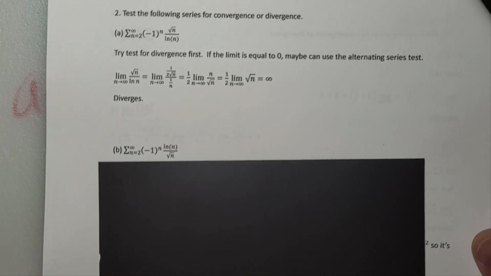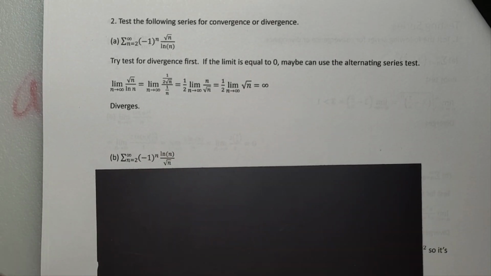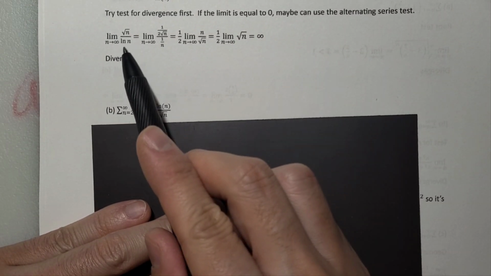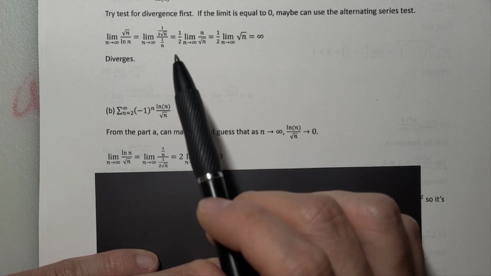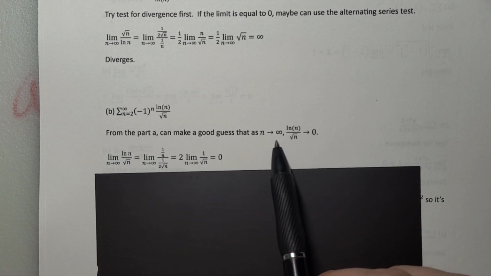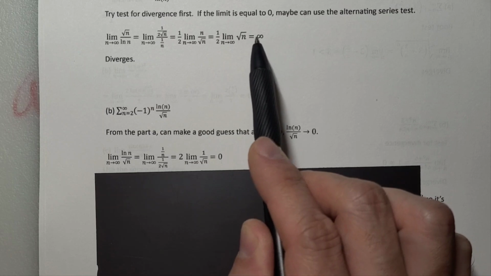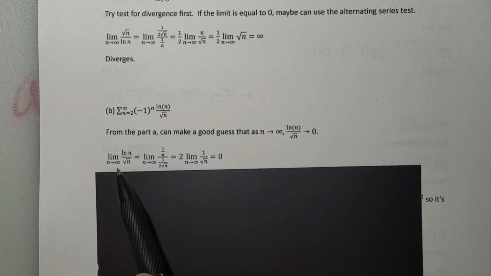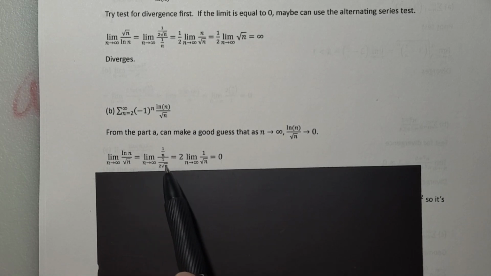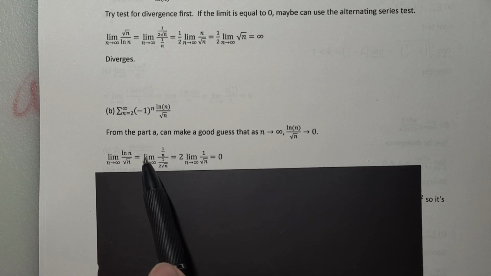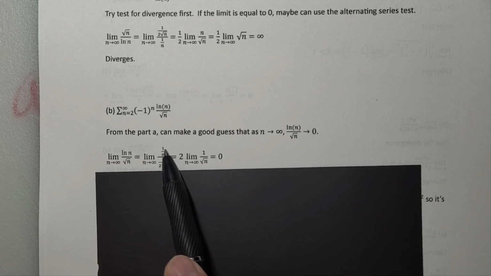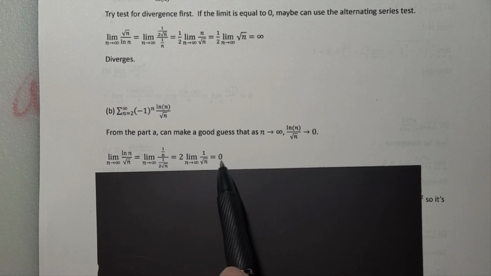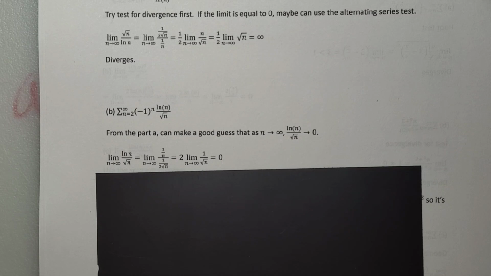How about this one? This looks really similar to this one, but now it's flipped. So let's try the alternating series test again. Again, we're going to find this limit first. We could probably make a good guess that as n approaches infinity, since this approached infinity, if we now flip it, it should approach 0 by gut intuition. Let's prove it. Limit as n goes to infinity of ln n over square root n. Again, L'Hopital's rule. This 2 is a 2 out in front. The square root n is the square root of n above the n here. So square root n divided by n is 1 over square root n. As n goes to infinity, it approaches 0, which confirmed our gut intuition.